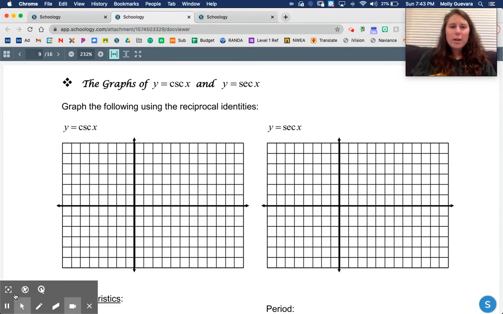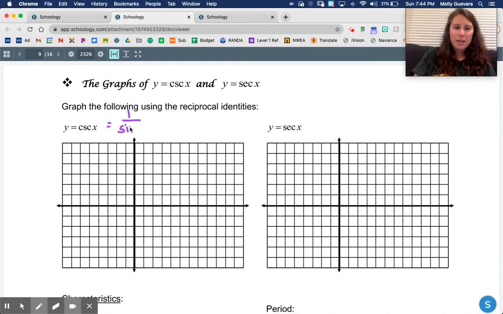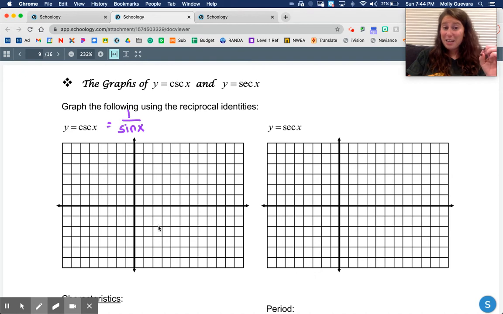Okay, so we are going to look at the graphs of cosecant and secant. And basically, just as a reminder, and I'm going to use 2 colors here, so I would highly recommend that you use 2 different colors if you are able. I just want to remind you that cosecant is the same thing as 1 over sine of x. So as long as you can graph sine of x, you can graph cosecant of x, and I will show you what that means.